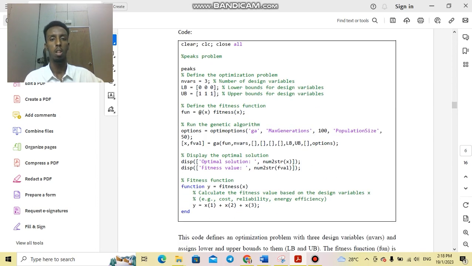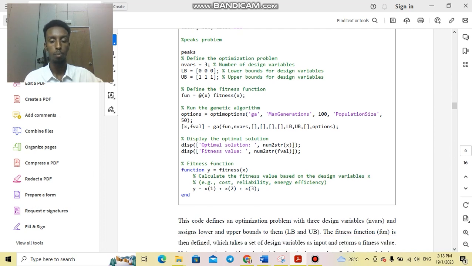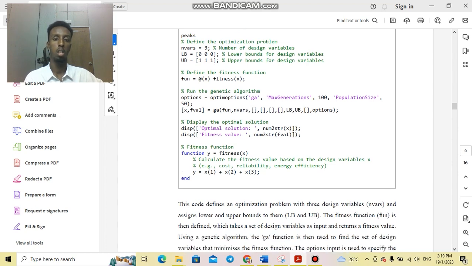So this is the number of design variables, three. In the lower bounds of the design variables we have 0, 0, 0, and upper bounds for the design we have 1, 1, and 1. So next we will define the fitness function, and next we will run the genetic algorithm by taking the maximum generation, heart rate, population size fifth. Then we will simulate the optimal solution as we will see in the result part. So our function is y equals fitness of x, while y is equal to x1 plus x2. It is very simple.